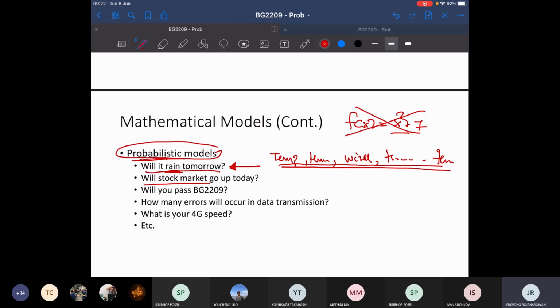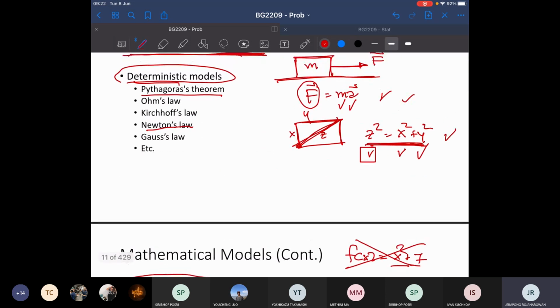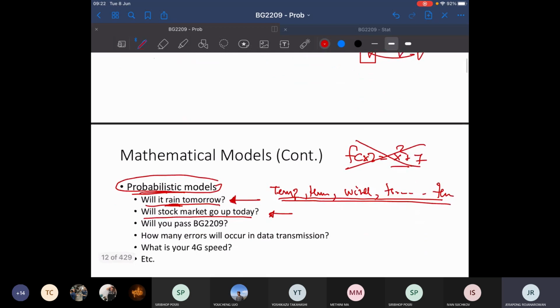For example, I want to know whether the stock is going up today or not. There are a lot of things that affect it, right? How many cases of COVID-19 we have is going to be one thing that affects the stock market going up or down. We have vaccines. When we're going to have the first vaccine, it's going to affect the stock market also. A lot of things will be affecting the stock market. So in this case, we cannot come up with a simple equation like this. That's why it's called a probabilistic model.